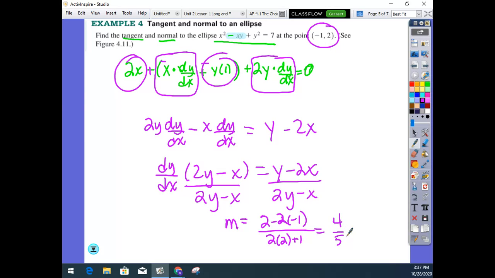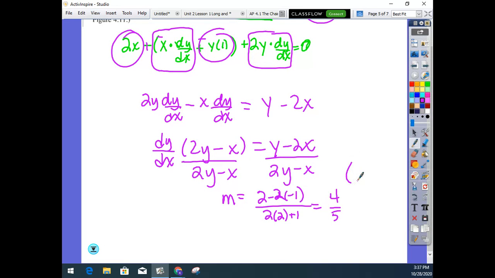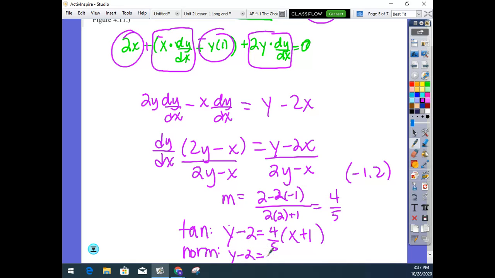So I want both my tangent and normal. My point is -1, 2. So my tangent line is y minus my y value equals my slope times x minus my x. My normal, everything is the same except my normal is my perpendicular slope. So using the same point, use the opposite reciprocal of the slope. Everything else stays the same. Final answer.